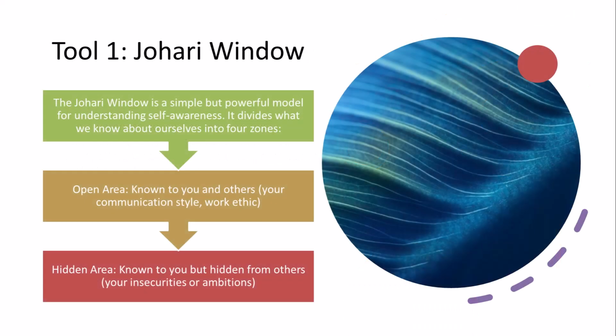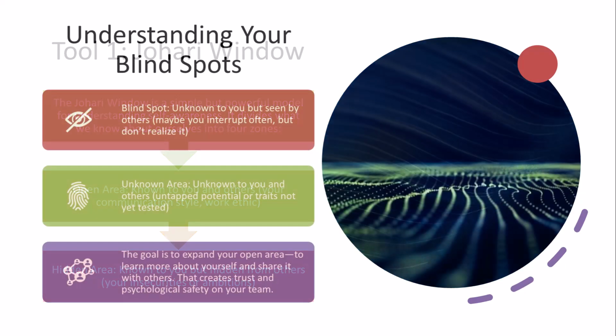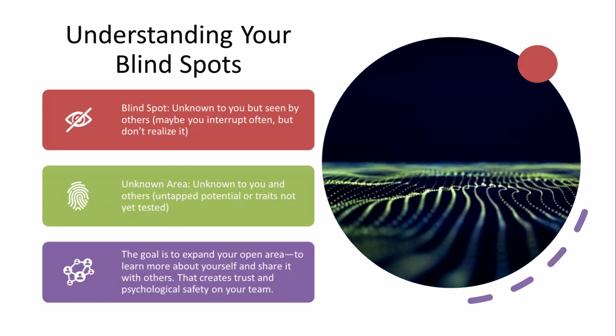The Johari window is a simple but powerful model for understanding self-awareness. It divides what we know about ourselves into 4 zones. Open area, known to you and others: your communication style, work ethic. Hidden area, known to you but hidden from others: your insecurities or ambitions. Blind spot, unknown to you but seen by others. Maybe you interrupt often but don't realize it. Unknown area, unknown to you and others: untapped potential or traits not yet tested.